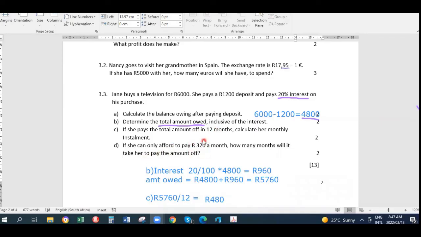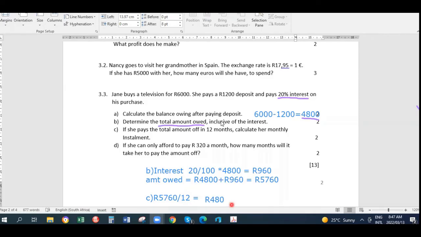So for this question, if you only pay 320 a month, how many months? So your total amount divided by 320 for each month will give you the number of months. So it'll be 5760 divided by 320.